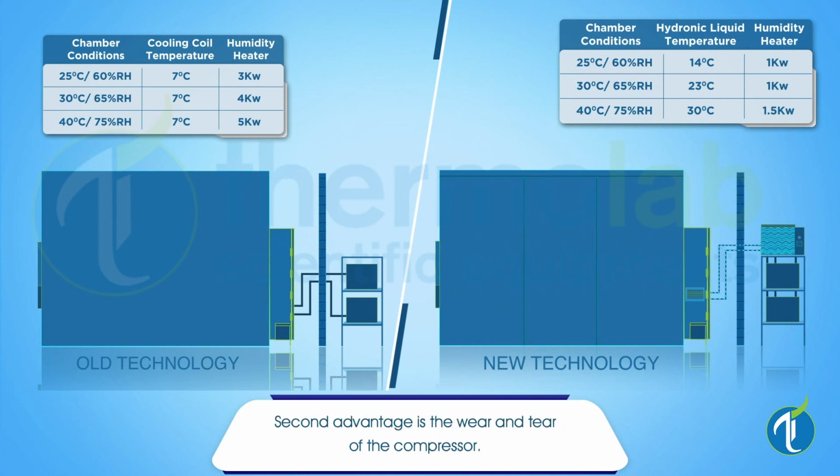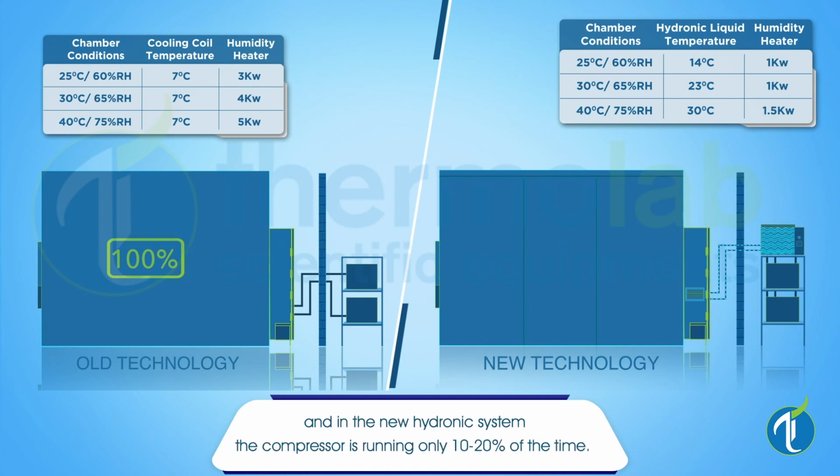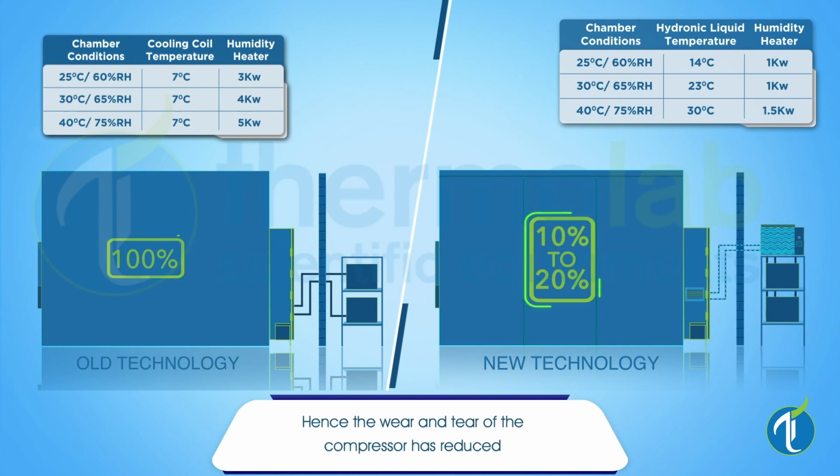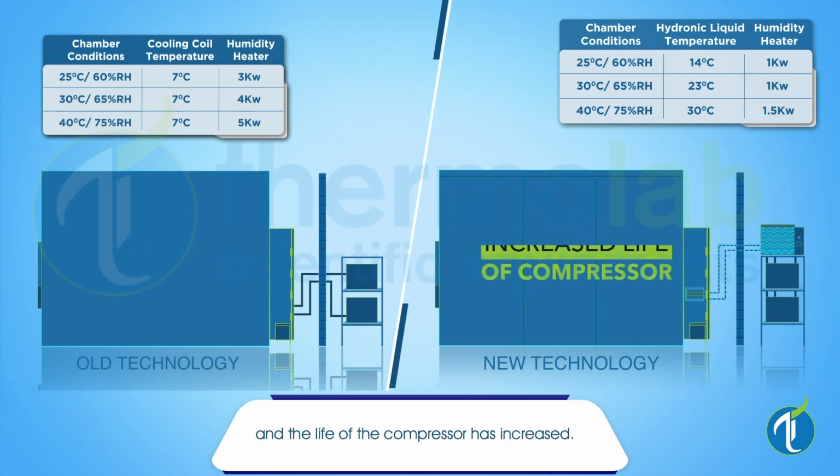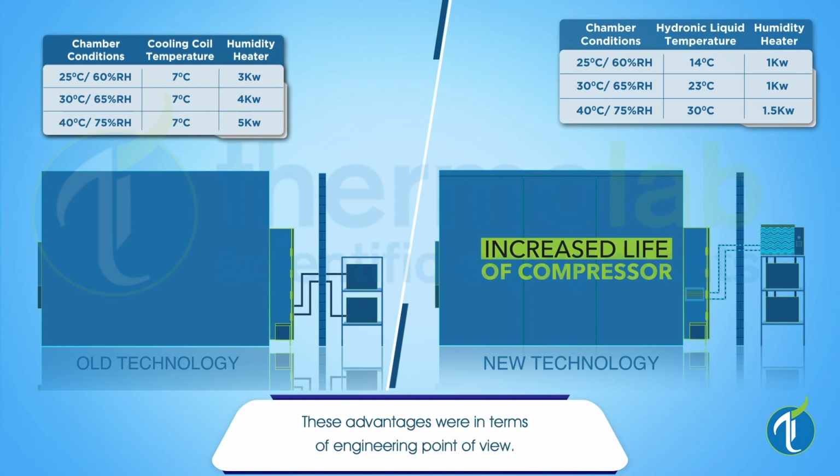The second advantage is the wear and tear of the compressor. In the earlier system, the compressor was running 100% of the time, and in the new hydronic system, the compressor is running only 10 to 20% of the time. Hence, the wear and tear of the compressor has reduced and the life of the compressor has increased. These advantages were in terms of the engineering point of view.